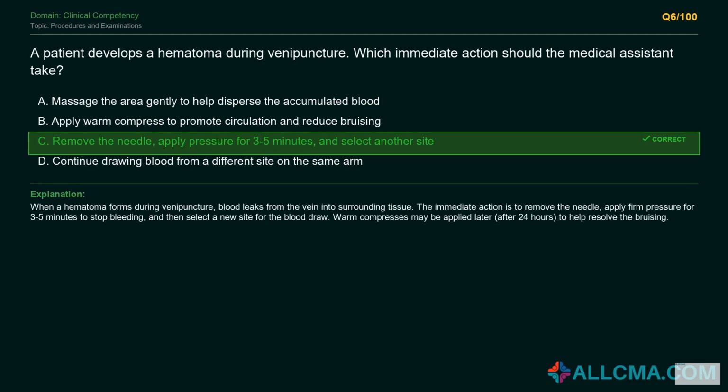The correct answer is C. When a hematoma forms during venipuncture, blood leaks from the vein into surrounding tissue. The immediate action is to remove the needle, apply firm pressure for 3 to 5 minutes to stop bleeding, and then select a new site for the blood draw. Warm compresses may be applied later, after 24 hours, to help resolve the bruising.